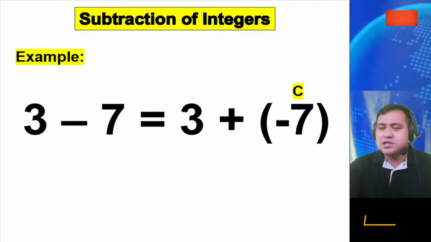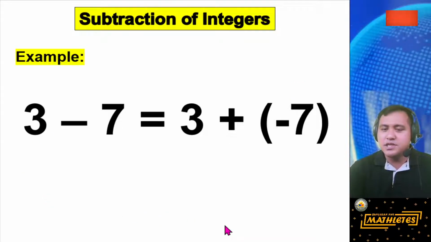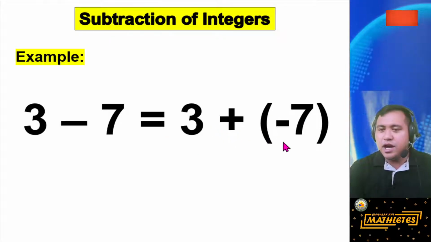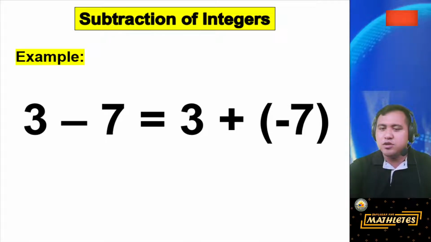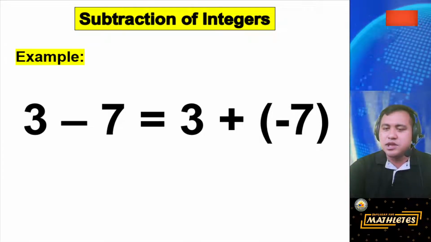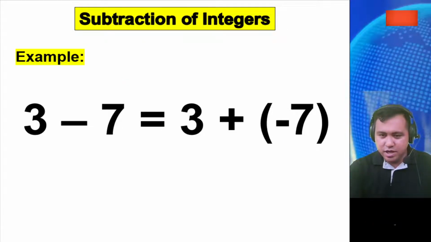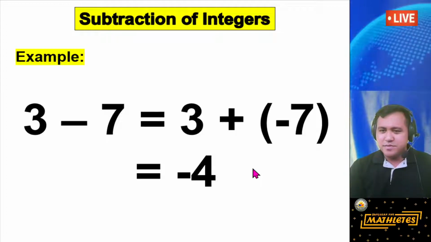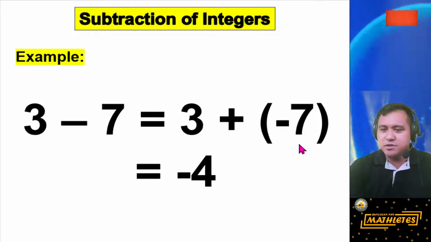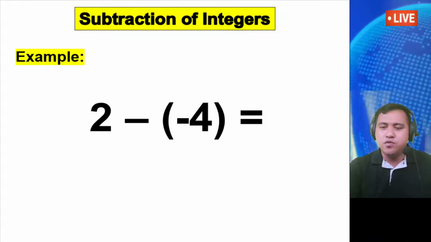Next, follow the rule for addition. This applies the second rule, adding integers with unlike signs. So negative 7 plus 3: 7 minus 3 is 4. The greater absolute value is negative 7, so the answer is negative 4.